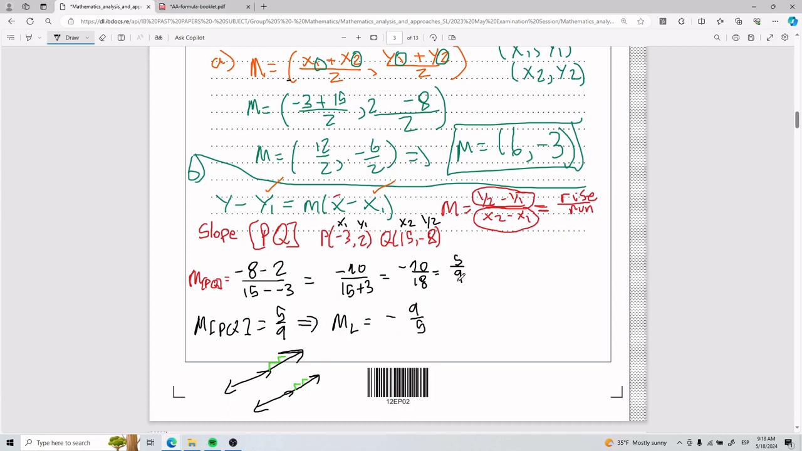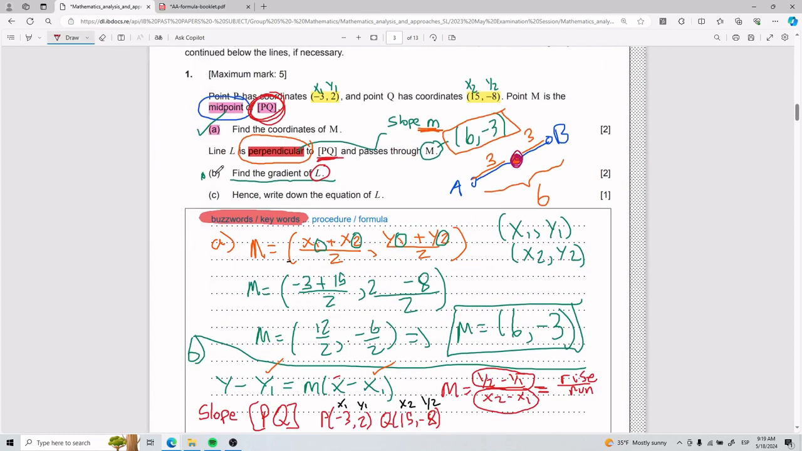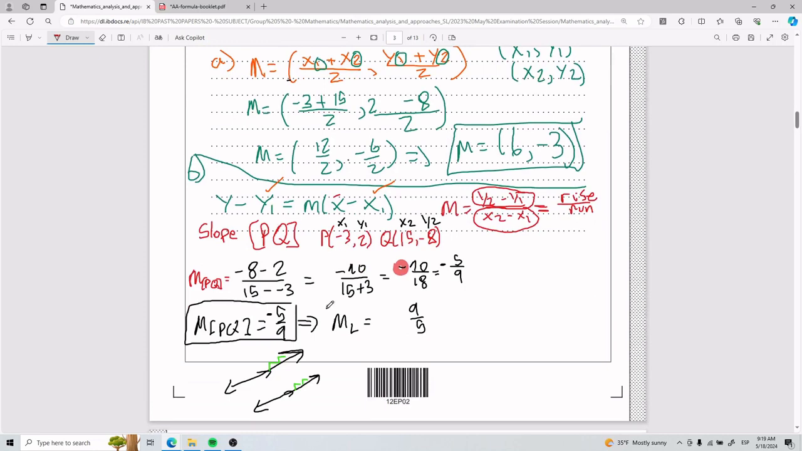All right? And I just noticed, my bad, you guys, but I'm going to leave it in the video because we all make mistakes. There was a negative right here, and I forgot to put it here. See? We all need to double check sometimes. This negative should have stayed here. So over here I put -5 for the slope of PQ, so the negative reciprocal ends up being -9 over 5, so it's just positive 9 over 5. So my gradient, finally for part B, is 9 over 5.